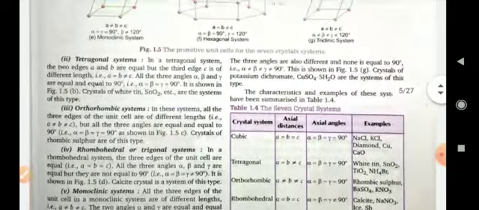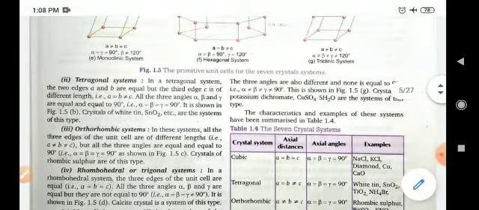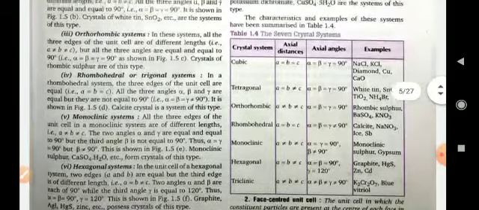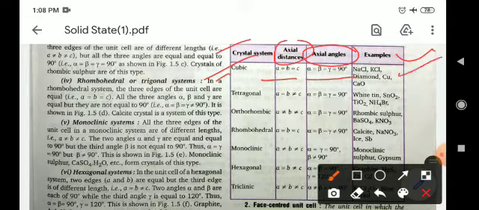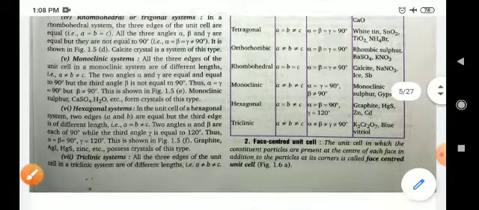Now, these are the explanations of these one by one. You can see here a table is given with the condition, axial distances and axial angles, with examples. For example, cubic: a equals b equals c and alpha equals beta equals gamma equals 90 degrees, and an example is given. So this is the table with examples that you can see here.